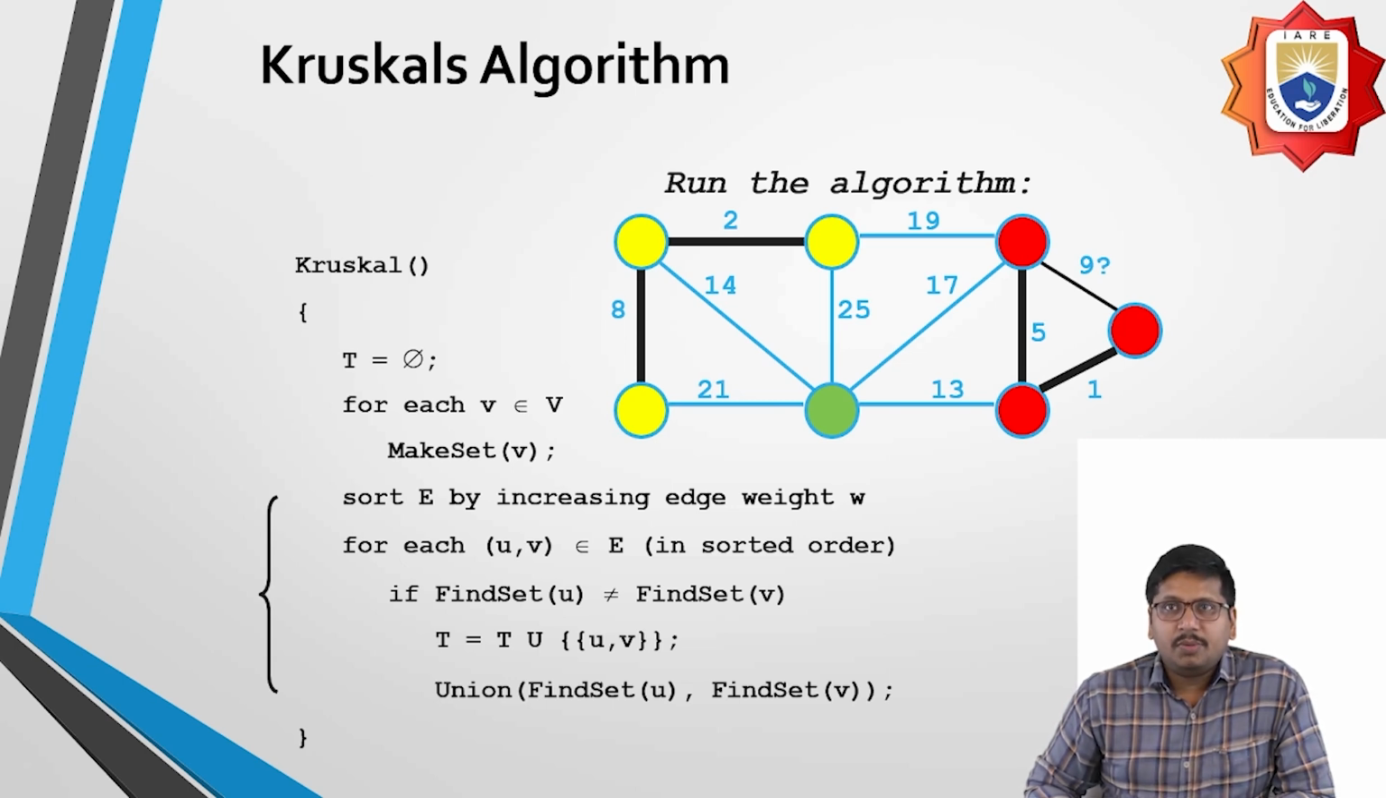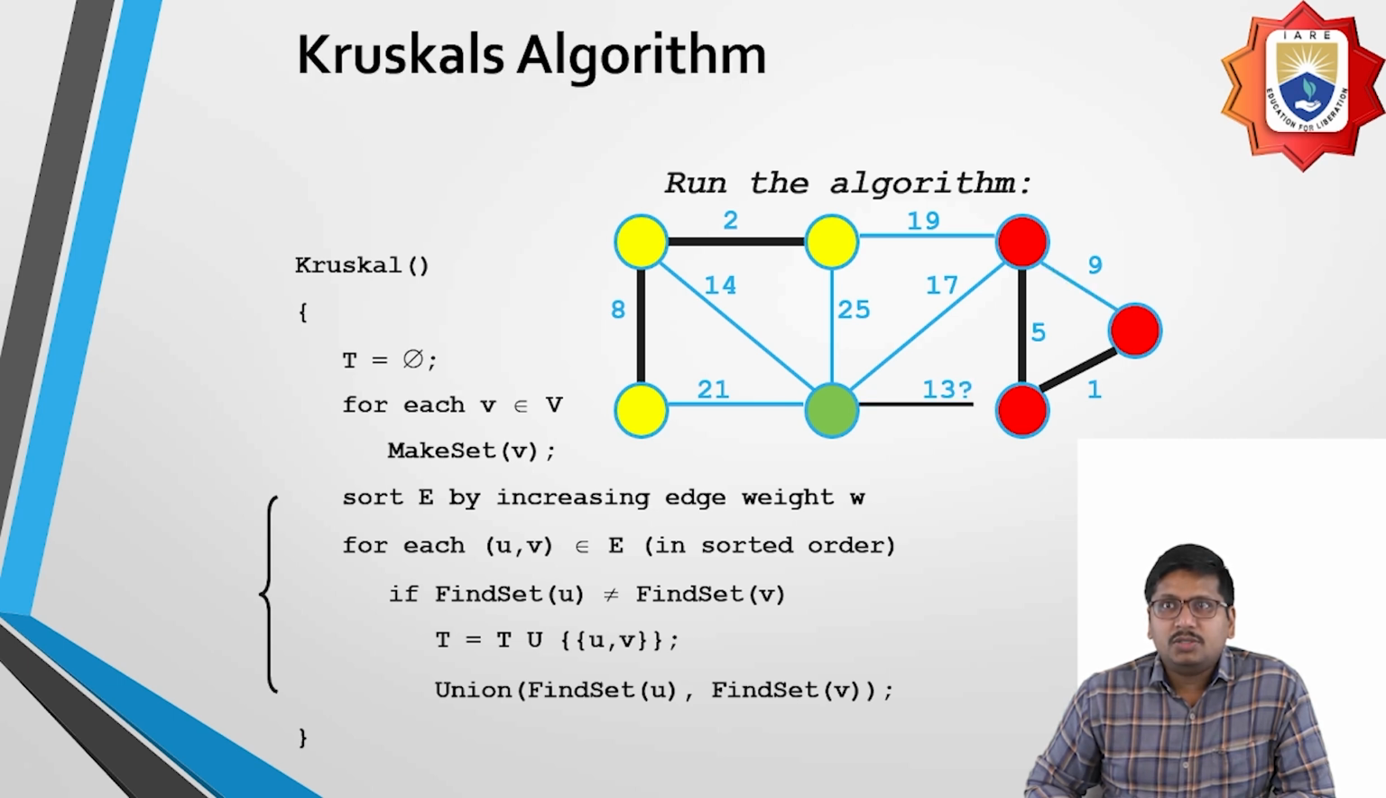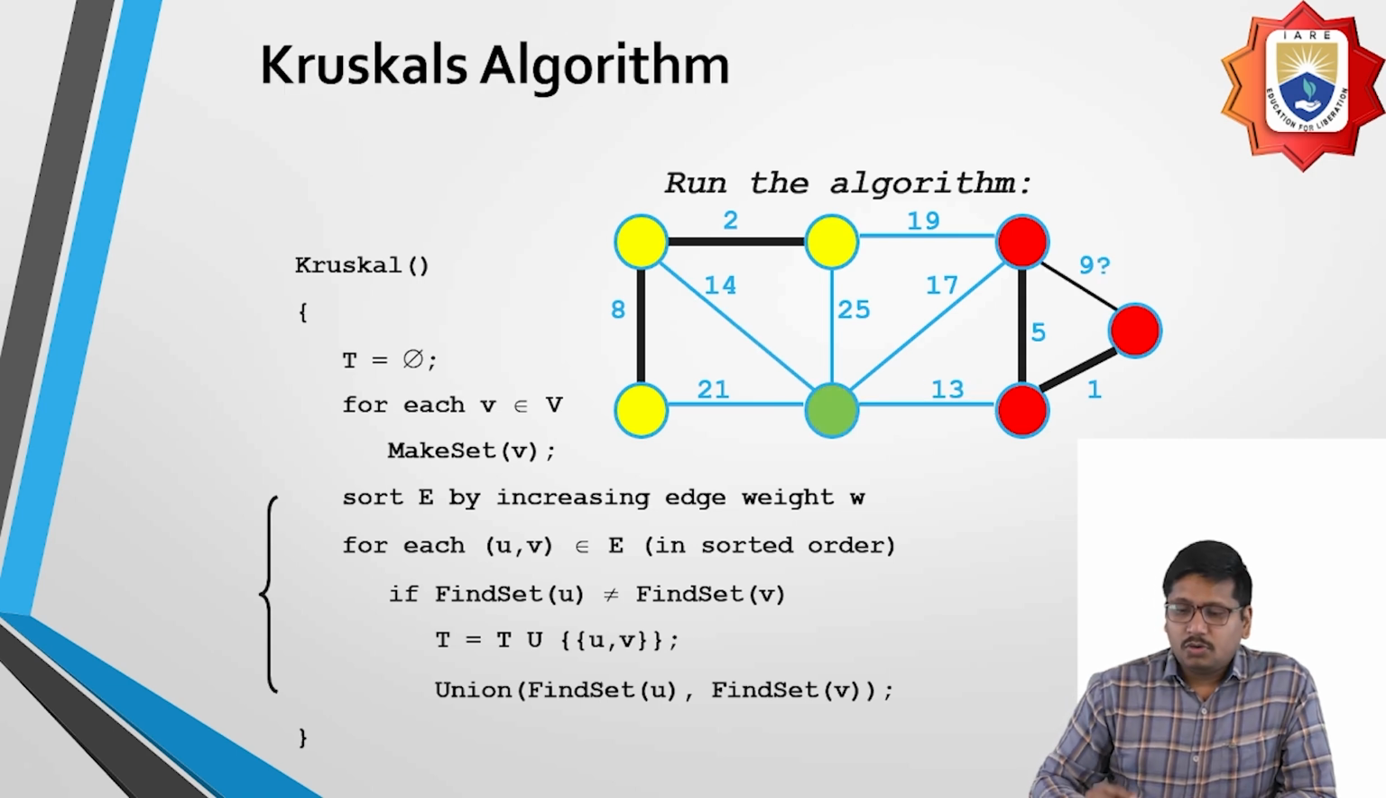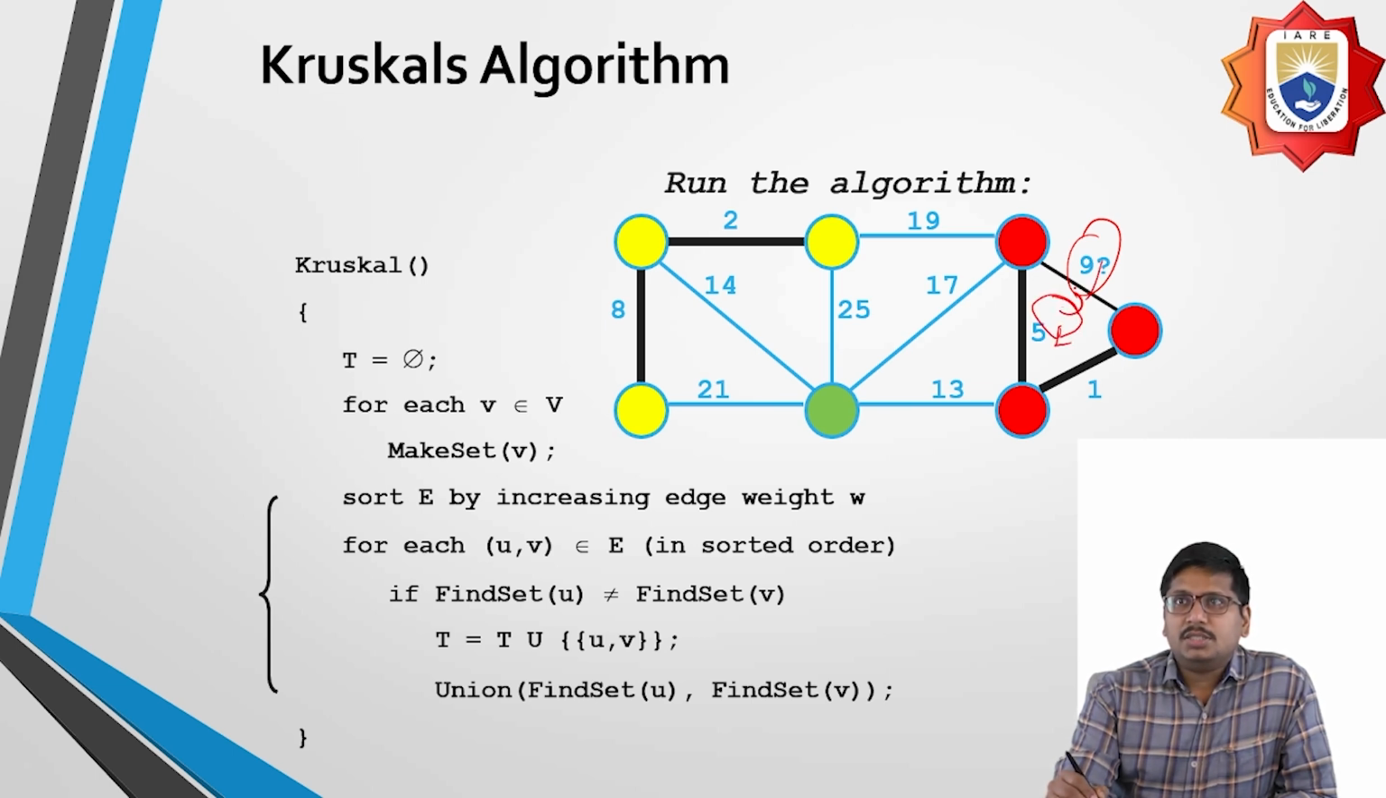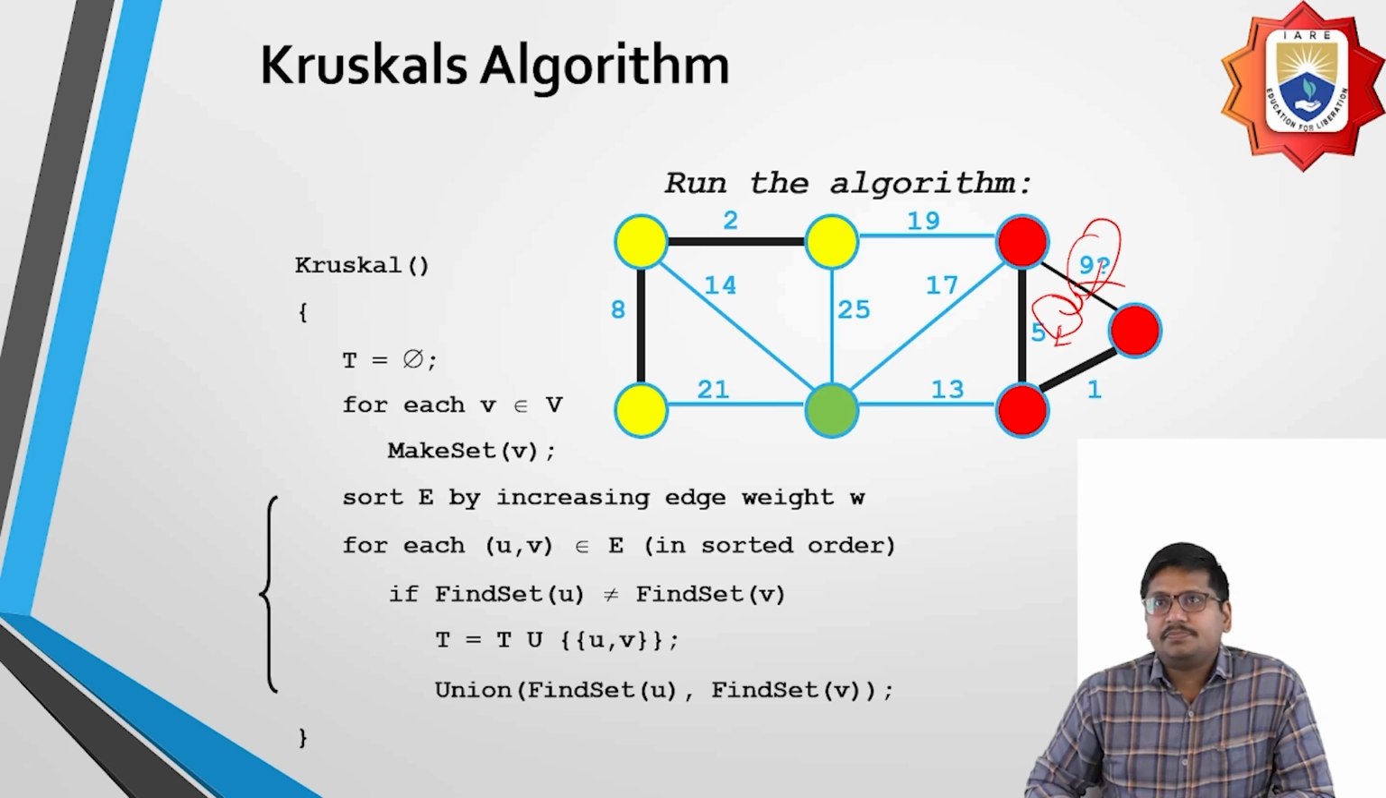And then next one, from 8, what is the next minimum? 9. So whether 9 is going to be added or not, I have to find it out. If I consider this edge, joining this edge is going to form a cycle. So that's why this edge is not going to be selected.